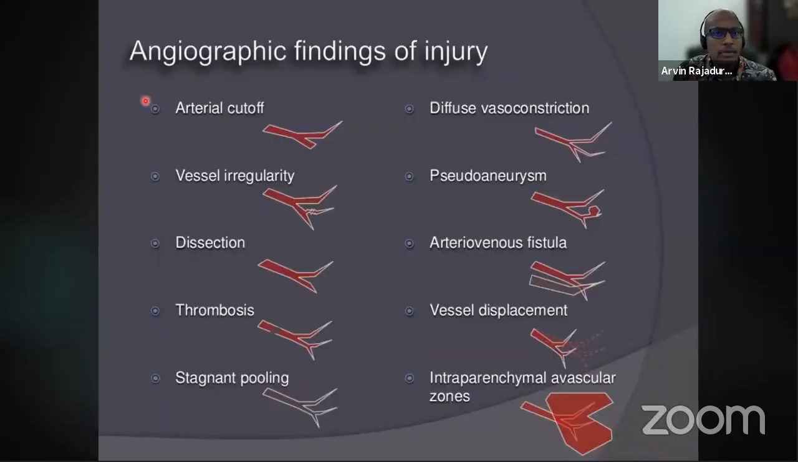And when we look at angiographic findings in injury, you can have multiple types of findings. You can either have an arterial cutoff, you can have vessel irregularity, you can have a dissection, you can have thrombosis, you can have stagnant pooling, vasoconstriction, pseudoaneurysms, AV fistula, vessel displacement, or intraparenchymal avascular zones. So those are types of angiographic findings that you tend to see.